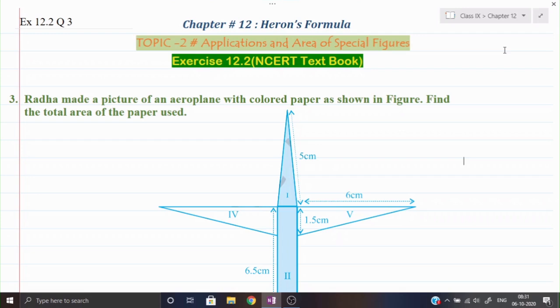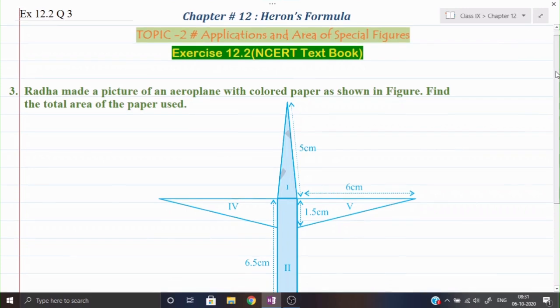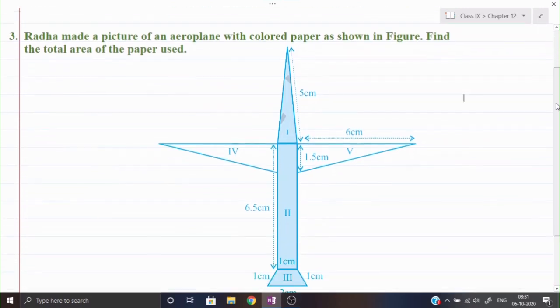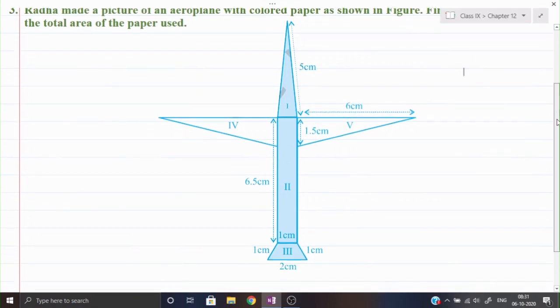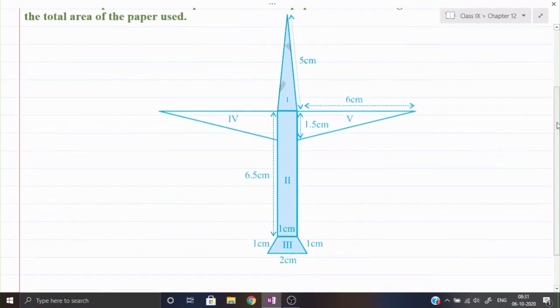Now see, in question number 3, one shape of an aeroplane is given to us. Means one picture is given in the shape of an aeroplane made with colored paper, as shown in the figure. Find the total area of the paper used. The total area is divided into 5 parts. The top one is part number 1, the main body of the figure is part number 2, the two wings are part number 4 and part number 5, and the tail of the figure is part number 3.